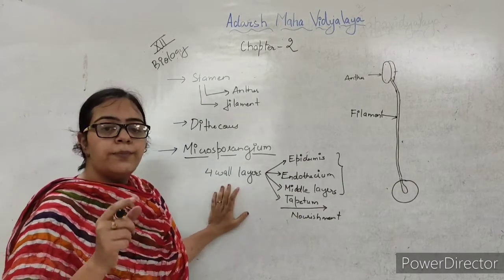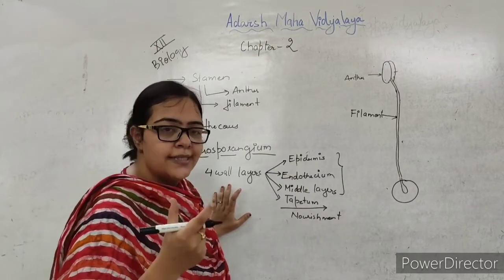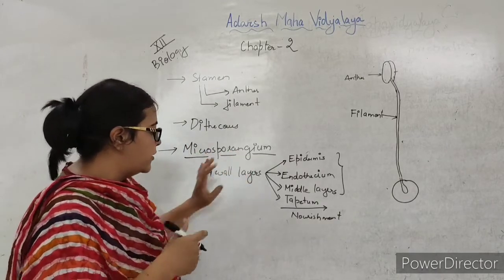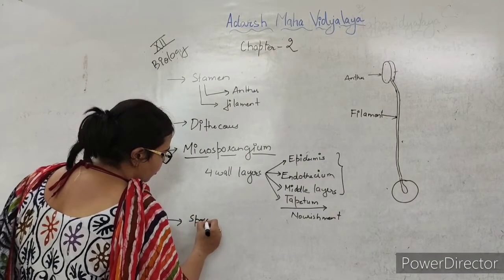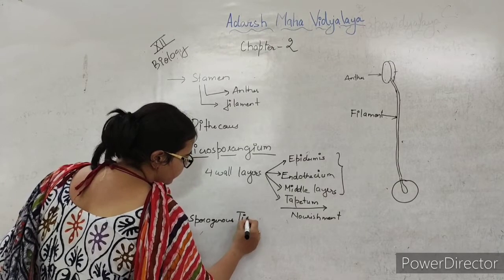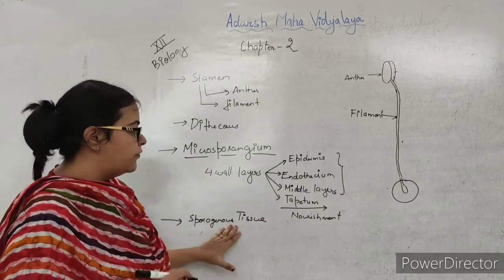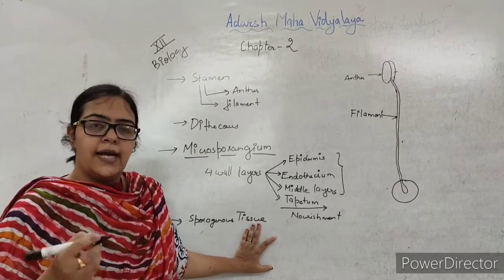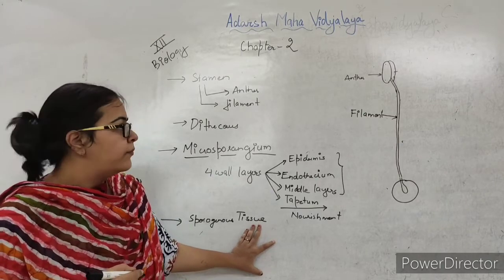There is also presence of a group of compactly arranged homogeneous cells when the anther is young, inside this microsporangium, and that is called sporogenous tissue or sporogenous cells. Now, these cells will help in the process of microsporogenesis, that is formation of the pollen grains.